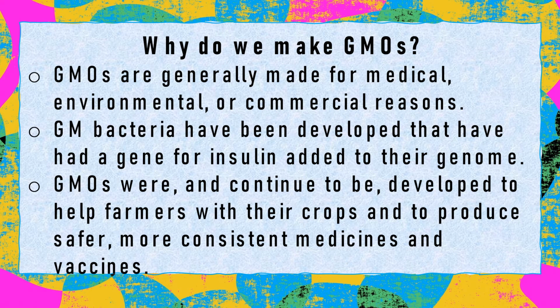Why do we make GMOs? GMOs are generally made for medical, environmental, or commercial reasons. GM bacteria have been developed that have had a gene for insulin added to their genome. These bacteria produce large quantities of insulin as they grow, which is then extracted and used by people with diabetes to control their blood sugar levels. GMOs were and continue to be developed to help farmers with their crops and to produce safer, more consistent medicines and vaccines.